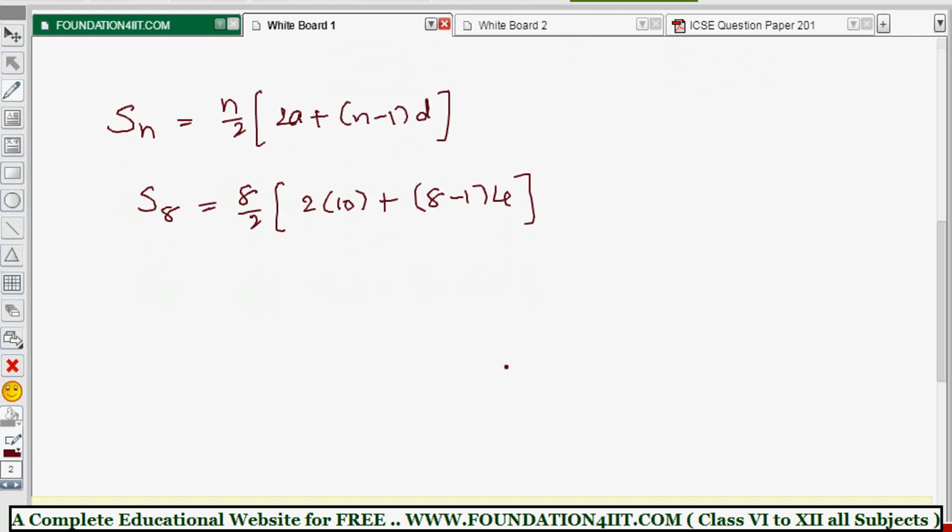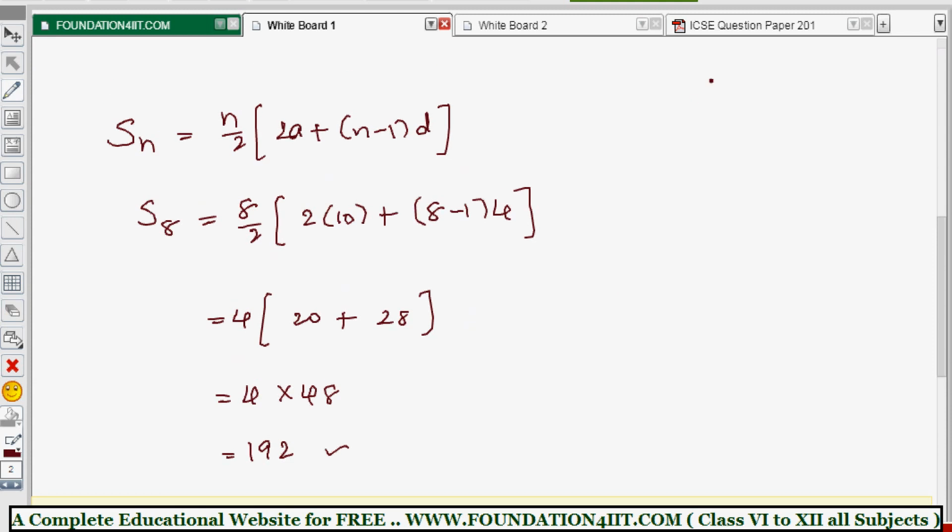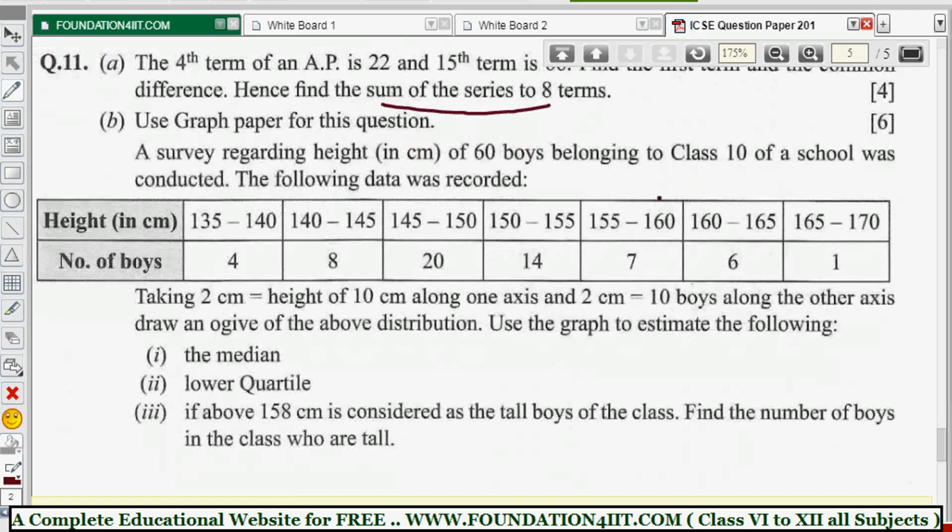If you simplify this step, that is S8. So it's 4 into 20 plus 8 minus 1, which is 7, 7 fours is 28, so 4 into 48 is 192. So 192 is the sum of 8 terms. The sum of the series to 8 terms is 192. Now we'll see the next question.